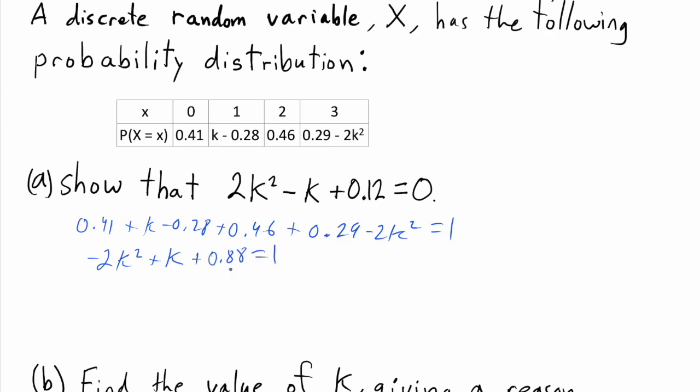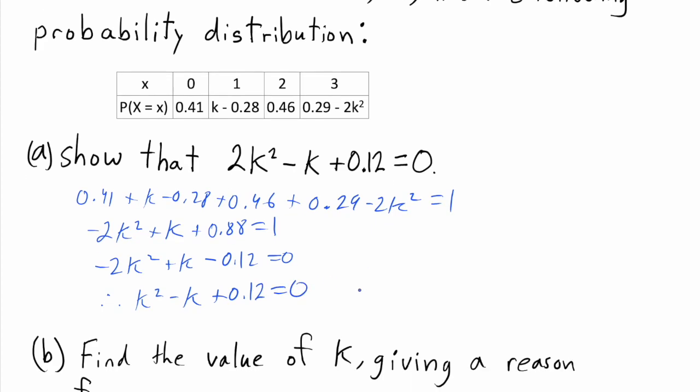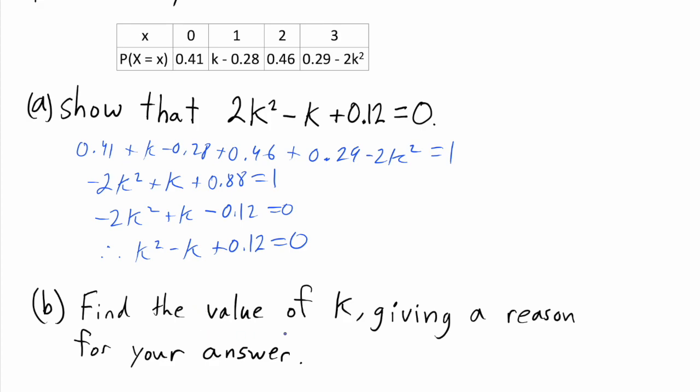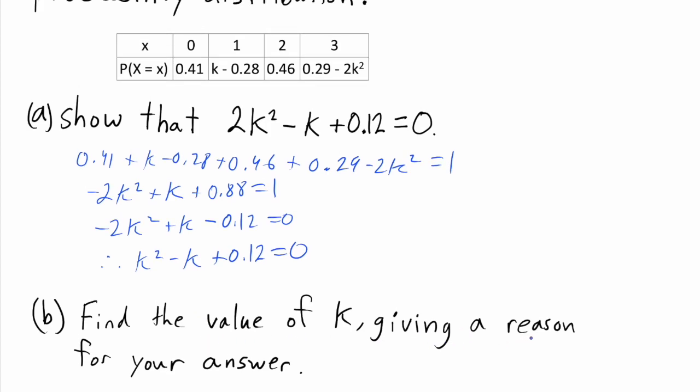Equals 1. And then we subtract 1 from both sides. To make it look like the question, we just multiply by -1. So we get k squared minus k plus 0.12 equals 0. Part B is simply: find the value of k, giving a reason for your answer.